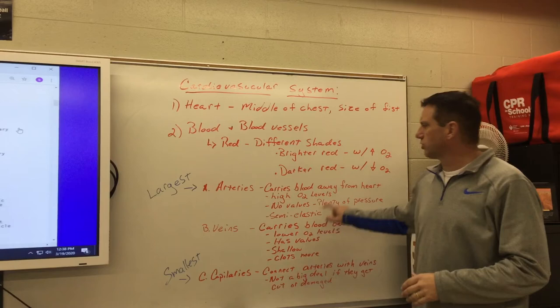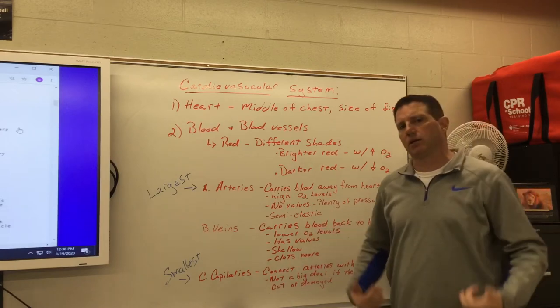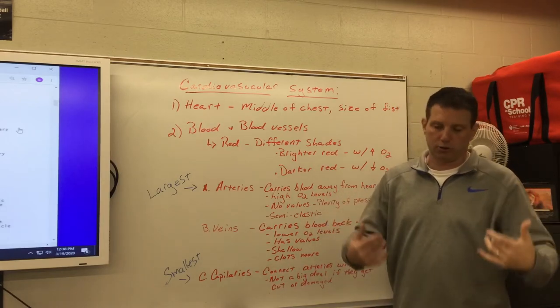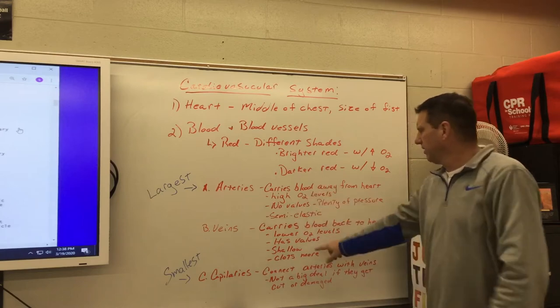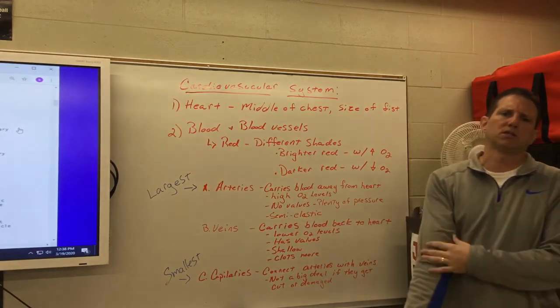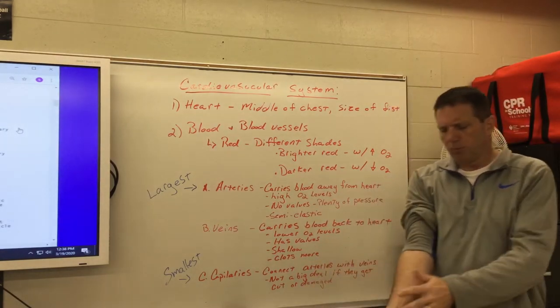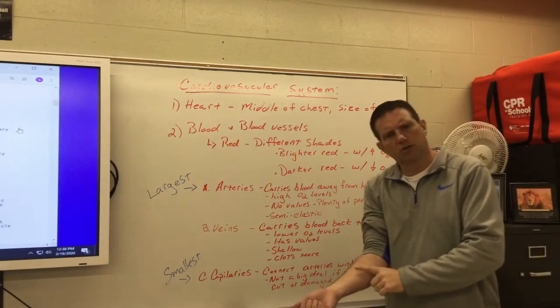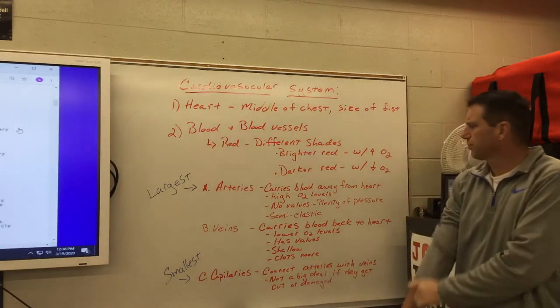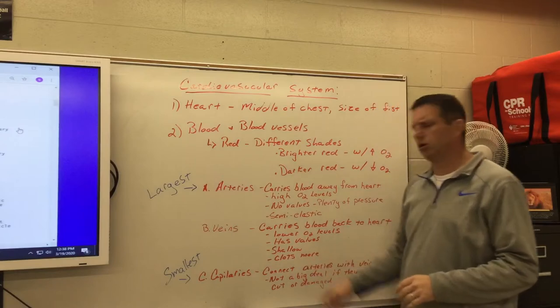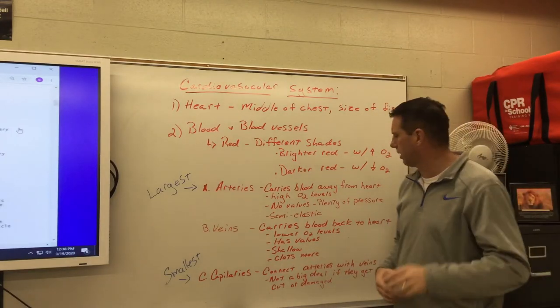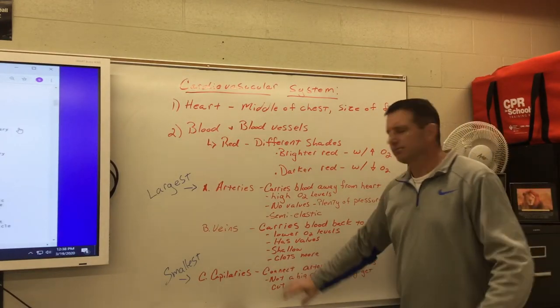Veins are a little bit shallower, as arteries are a little bit deeper, embedded under our muscle and under our skin. Veins are a little bit more shallow. Oftentimes we can see our veins through our arms when we pull up our sleeves. They're a little bit closer to the surface. And veins have a tendency to clot a little bit more. A lot of times you've probably heard about blood clots. Capillaries, not a big deal.